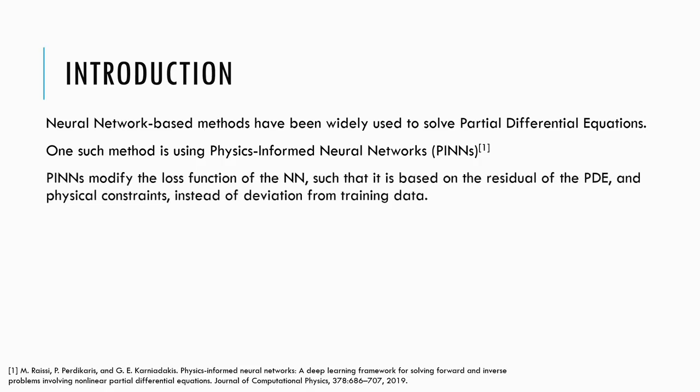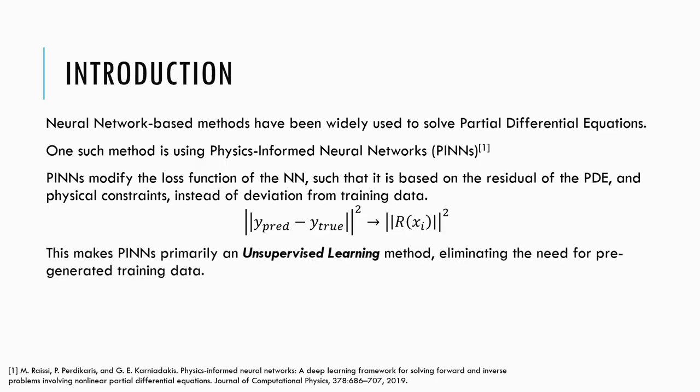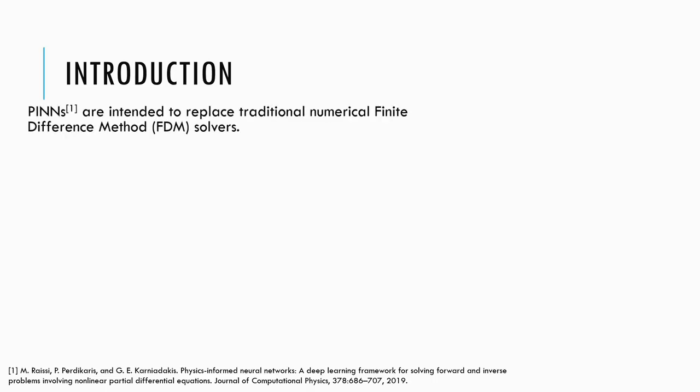PINNs work by modifying the loss function of the neural network such that instead of basing it on training data deviation, we base it on the residual of the PDE. This makes PINNs unsupervised learning methods, eliminating the need for training data. PINNs are intended to replace traditional FDM solvers.